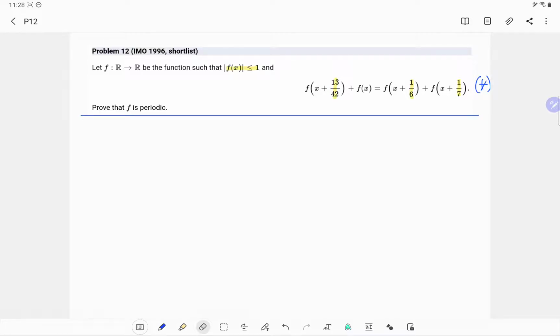Different from other functional equations, where we usually try to find all functions that satisfy the given condition or maybe find one function, here we need to prove the periodicity of f. So let's see how to solve this one. In the problem, we can see some numbers like 13/42, 1/6, 1/7.